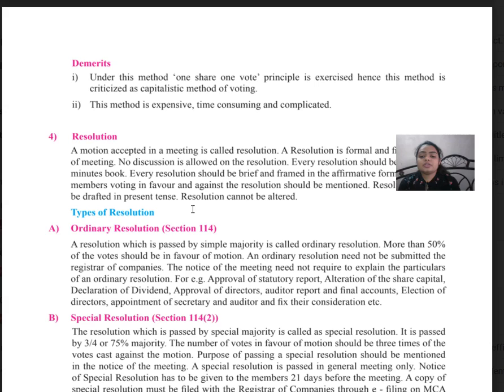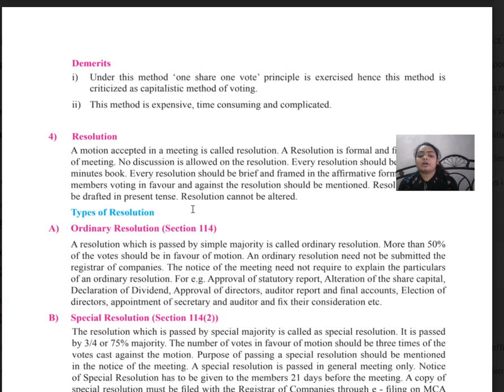An ordinary resolution need not be submitted to the Registrar of Companies, and the notice of the meeting need not explain the particulars of an ordinary resolution. For example, approval of statutory reports, alteration of the share capital, the declaration of dividend, approval of directors' and auditor's report and final accounts, election of directors, appointment of secretary and auditor, and fixing their remuneration, etc.